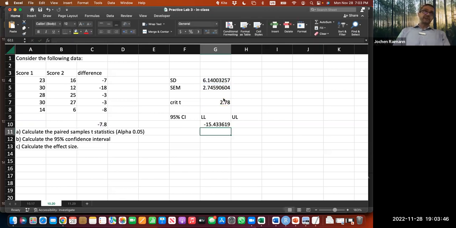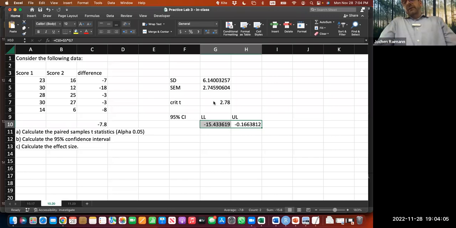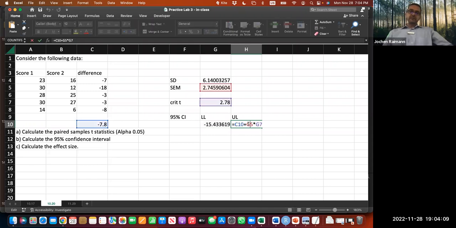So you're basically calculating the critical T multiplied by the standard error of the mean. You have an upper limit by calculating the mean difference plus the standard error of the mean multiplied by the critical T. Yeah, it's the mean plus 2.78 multiplied by the standard error of the mean. That gets you to an upper limit.